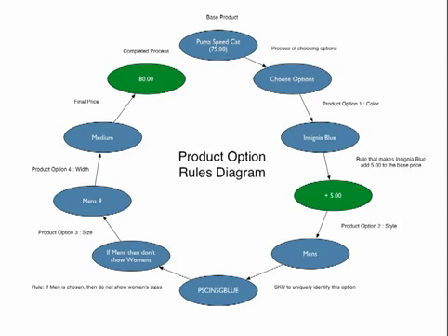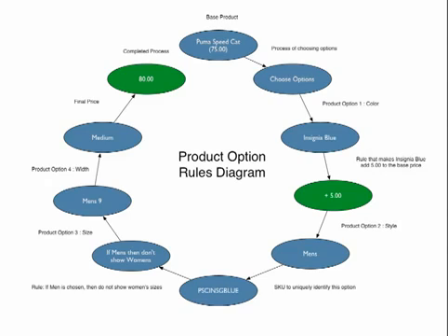At the top of the diagram, we start out with the base product, the Puma Speed Cat. This base product is $75. Now we need to choose options for the product. So option 1, color, I've chosen Insignia Blue. And then we're going to have a rule that says if you choose Insignia Blue, add $5 to the base cost.